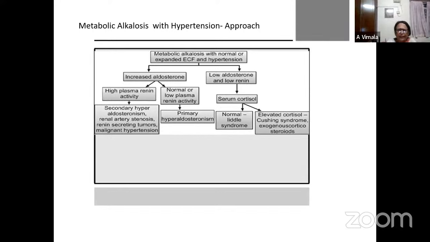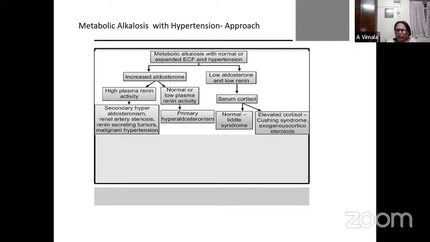So now let us see. So far we had been discussing patients with metabolic alkalosis, urine potassium wastage, and normal blood pressure. The causes we said could be Bartter syndrome, Gitelman syndrome, current use of diuretics, or post-hypercapnic metabolic alkalosis. But here is a situation where there is a metabolic alkalosis and the patient is hypertensive.